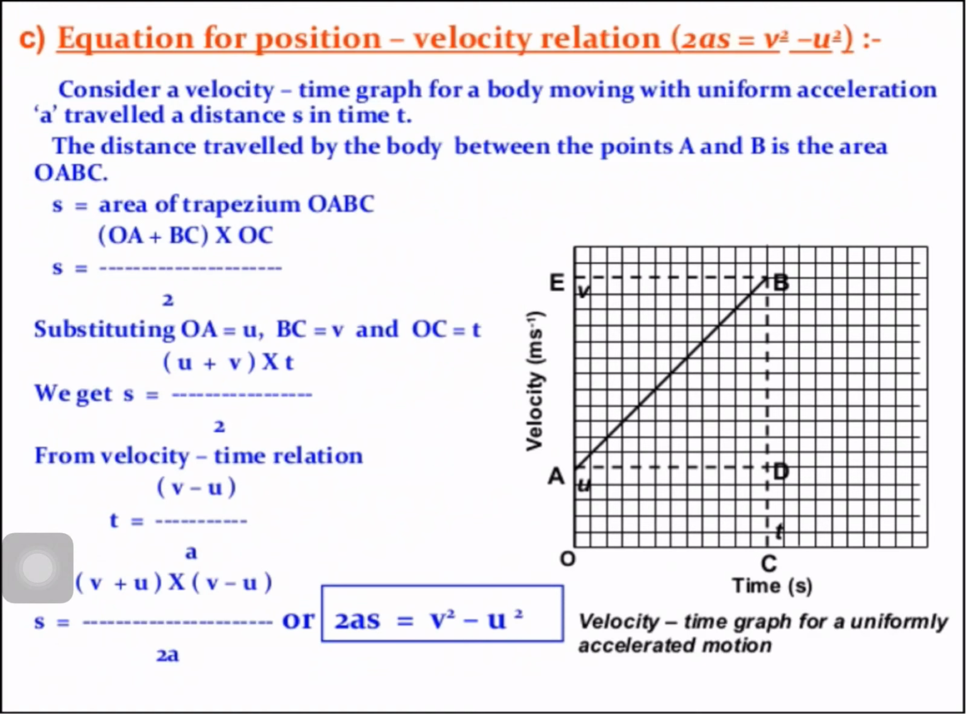So what are the parallel sides? OA and BC are the parallel sides. Just add OA plus BC into height, which is OC by 2. Then you can substitute: OA is U, BC is V, OC is T, so U plus V into T by 2. Here T can be taken from the first equation, T equal to V minus U by A. Substitute, then rearrange the equation, and you will get V square minus U square equal to 2AS. This is the way you can derive the equations by the graphical method.